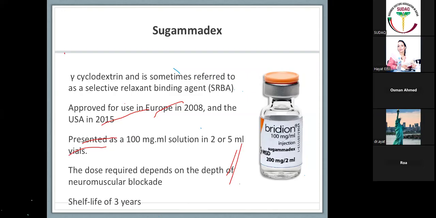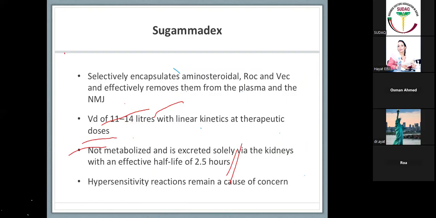It is given either as 2 mg per kg, 4 mg per kg, or 16 mg per kg based on the level of the block. So what Sugammadex does, it selectively encapsulates amino steroidal non-depolarizing muscle relaxants like rocuronium and vecuronium only. It doesn't affect benzylisoquinolinium and removes them from the plasma and the neuromuscular junction.